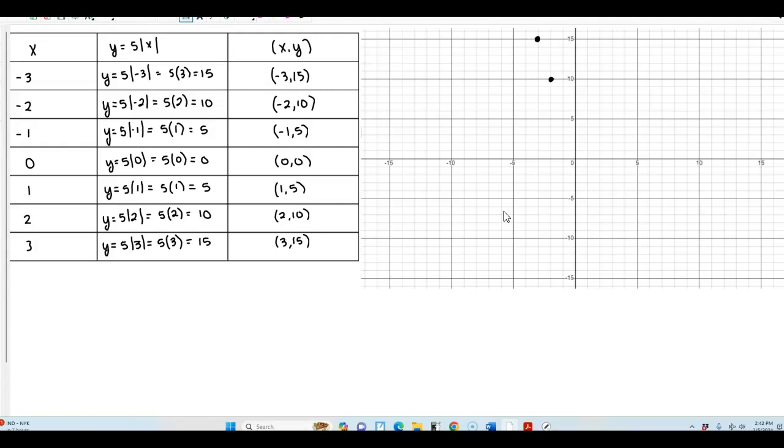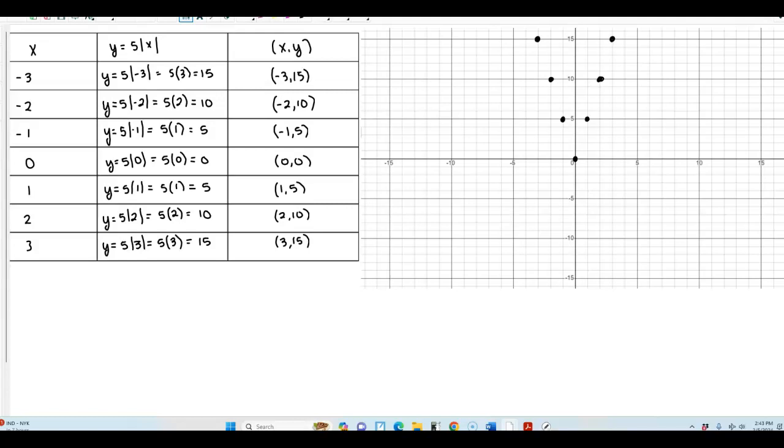Okay, the next one is -1 and 5, so we're going to move over 1 and then up 5. The next ordered pair is 0, 0, so that's right at the origin. The next ordered pair is 1, 5. We're going to move to the right 1 and then up 5. Next one is we're going to move to the right 2 and then up 10. And then we're going to move to the right 3 units and then up 15.